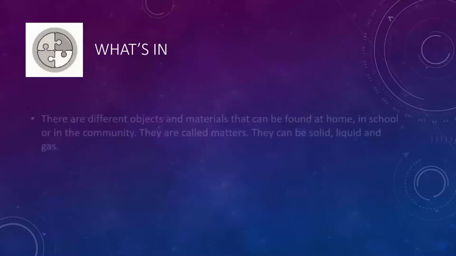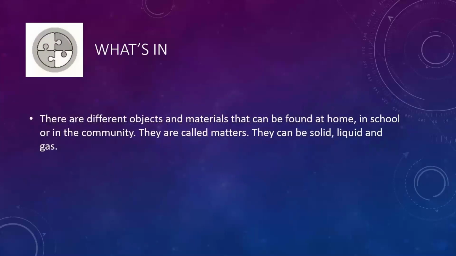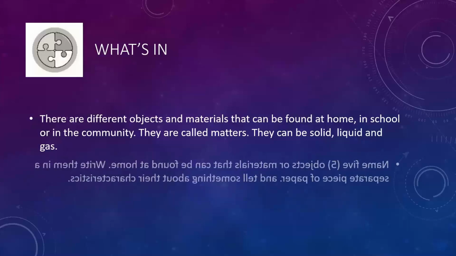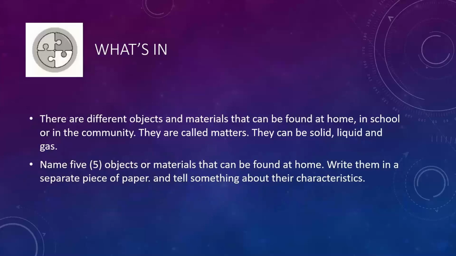What's in? There are different objects and materials that can be found at home, in school, or in the community. They are called matters. They can be solid, liquid, and gas. Name 5 objects or materials that can be found at home. Write them in a separate piece of paper and tell something about their characteristics.